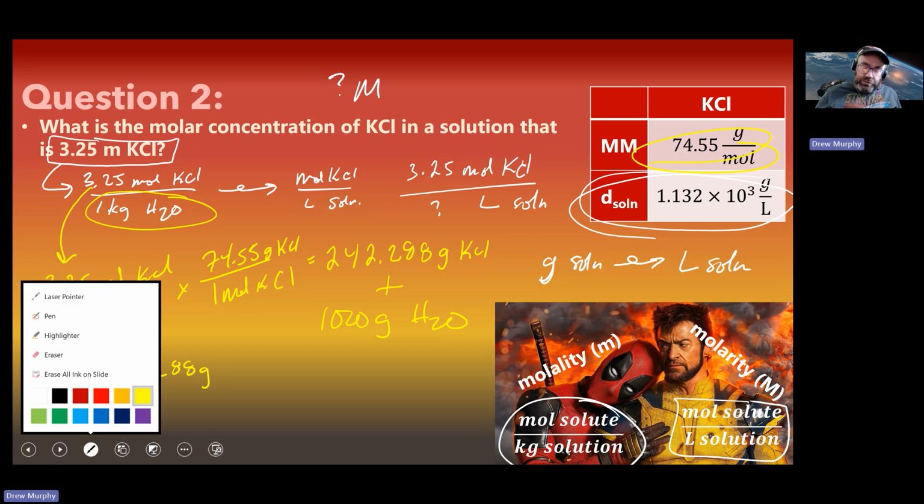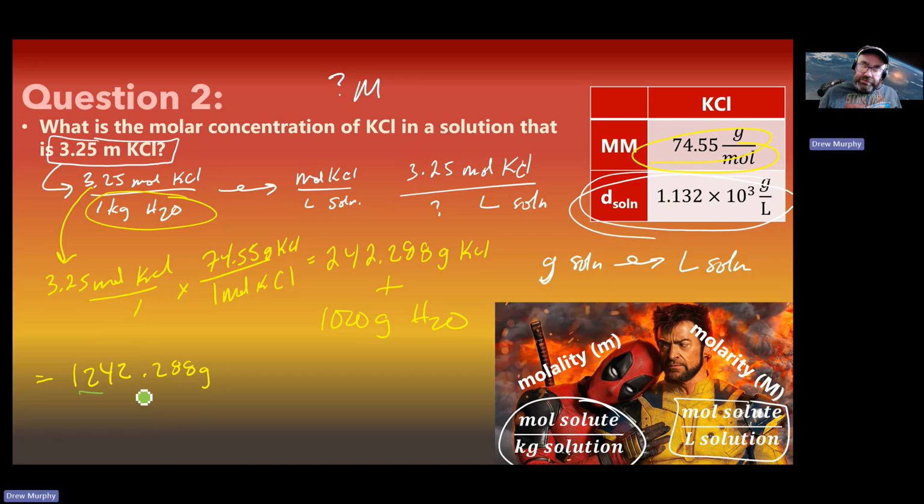So we take our grams of KCl and add to that a kilogram of water. Remember, a kilogram is 1,000 grams of water. Together this is 1242.288 grams. We need to know liters of solution, so we're going to do a little dimensional analysis here. Take our grams of solution and say for 1 liter of solution, this is 1.132 times 10 to the 3rd grams.